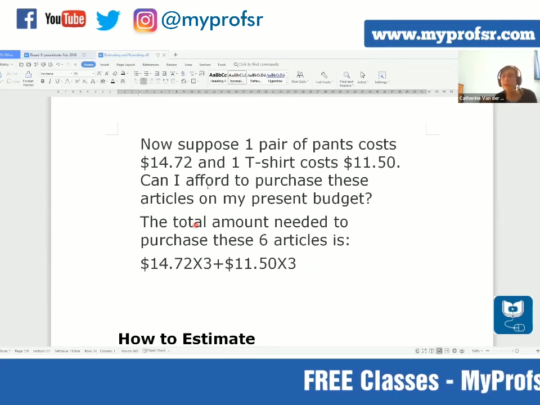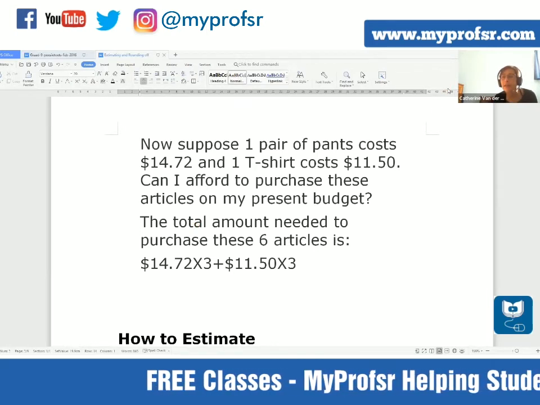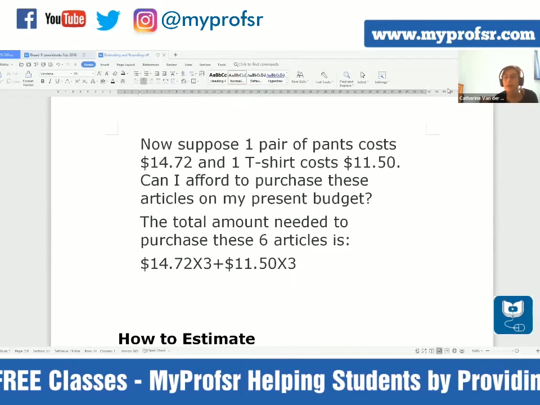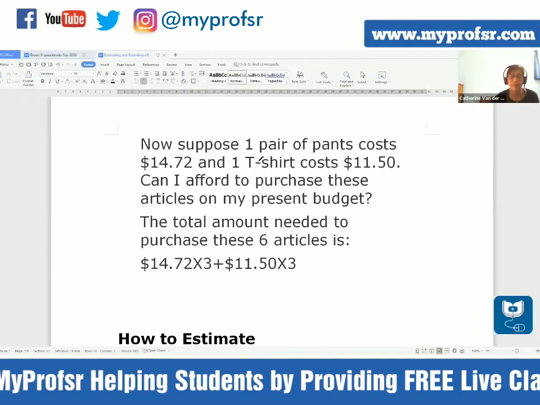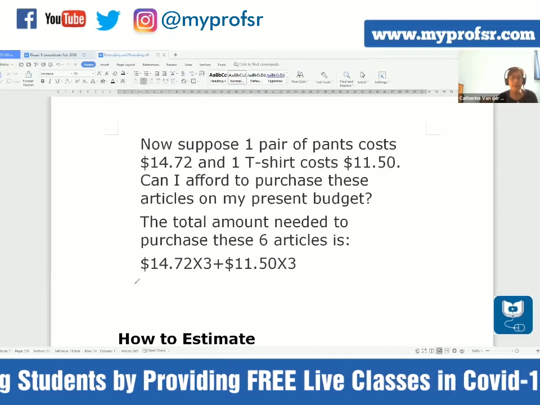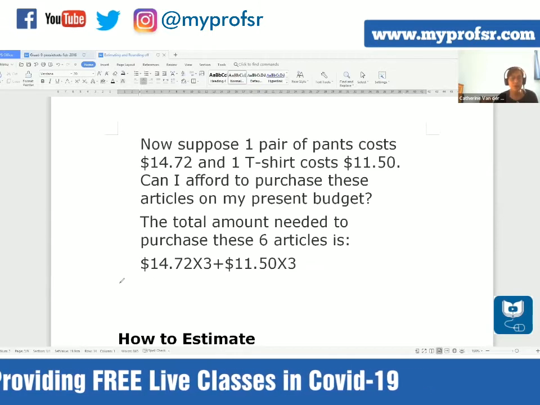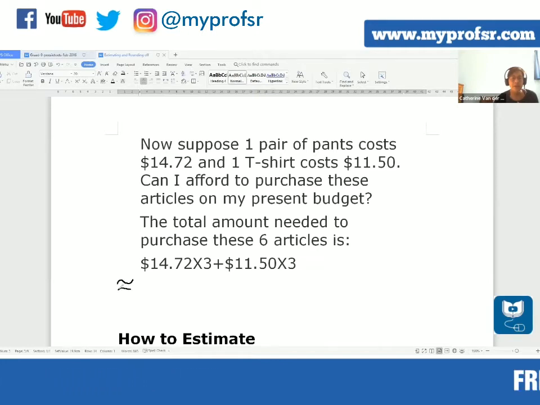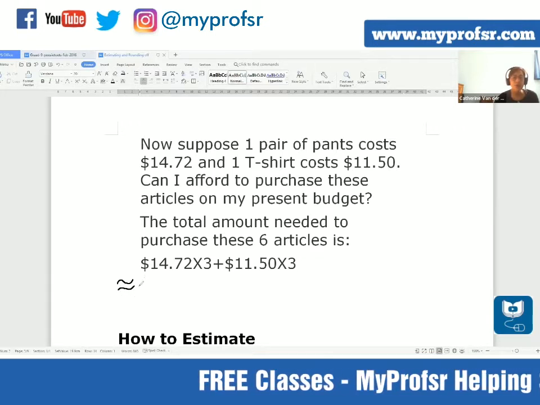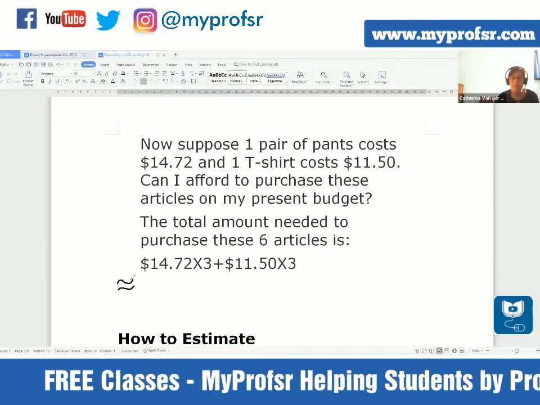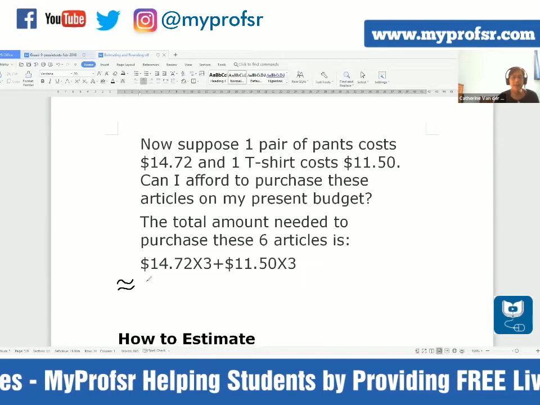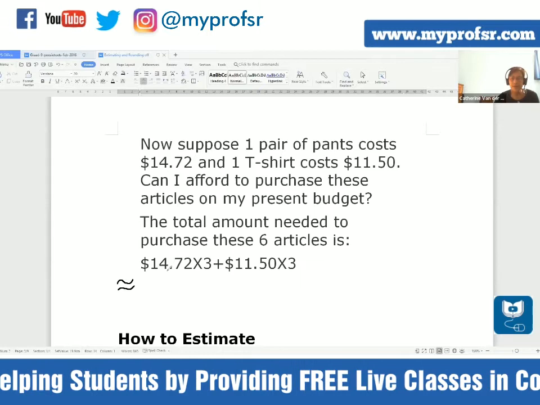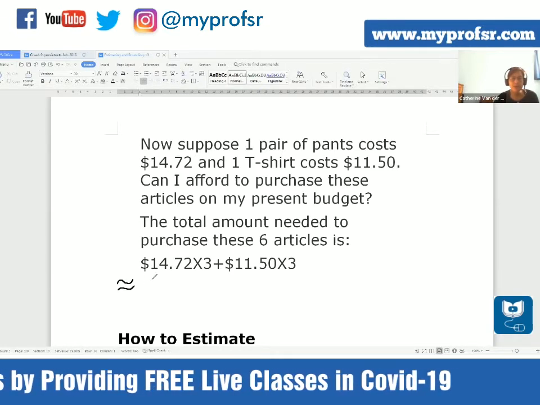You can say that $14.72 is approximately, remember that this is the sign for approximately. It's a little bit like the is equal to sign, but not exactly. And that is approximately, this is not too far from $15.